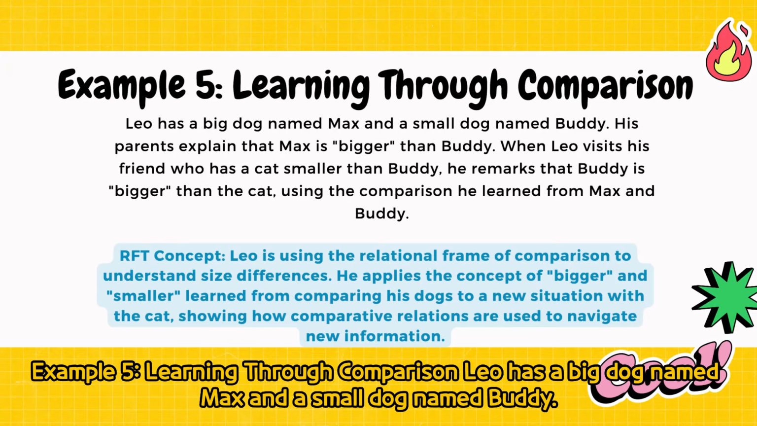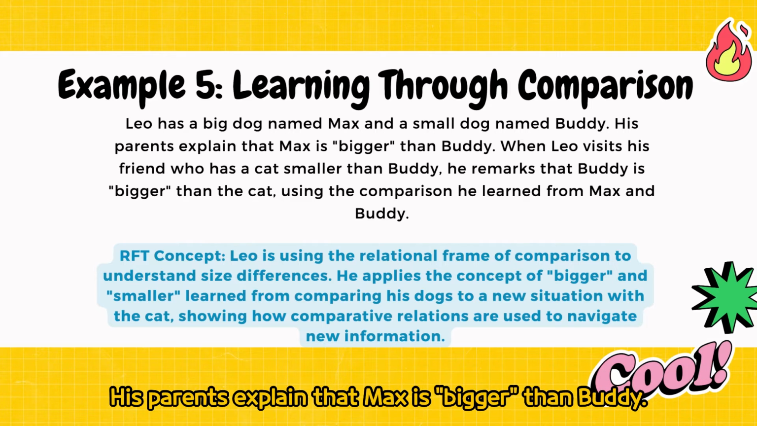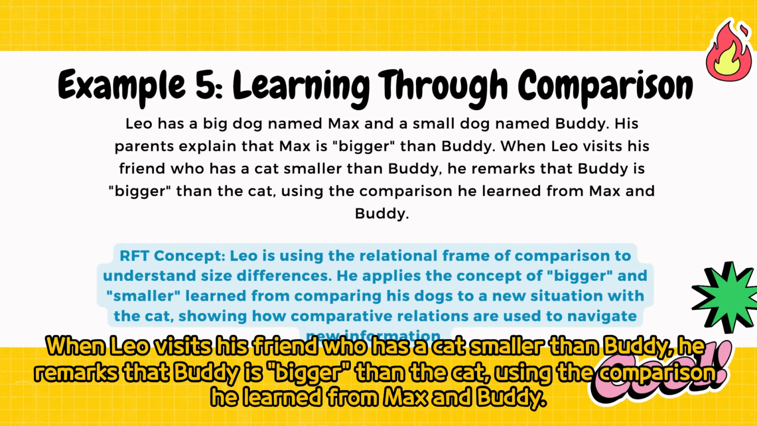Example 5. Learning through comparison. Leo has a big dog named Max and a small dog named Buddy. His parents explain that Max is bigger than Buddy. When Leo visits his friend who has a cat smaller than Buddy, he remarks that Buddy is bigger than the cat, using the comparison he learned from Max and Buddy.